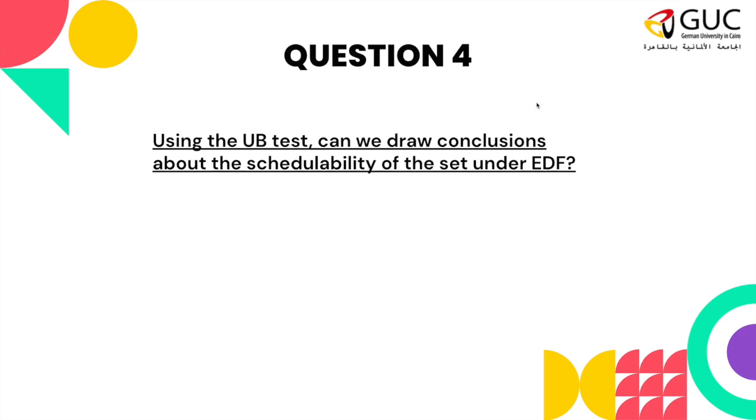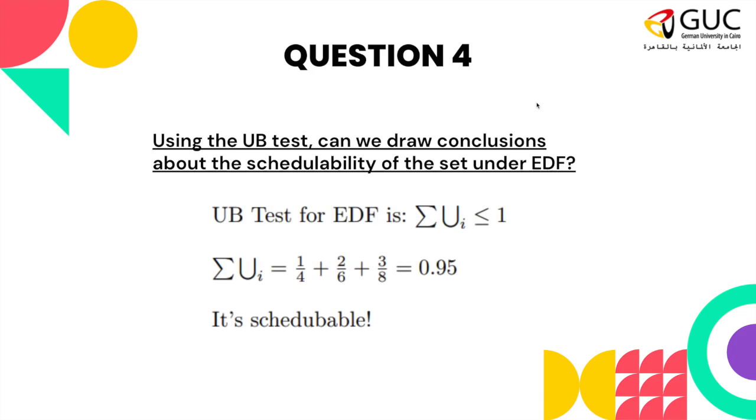So the first question: using the UB test, the utilization bound test, can we draw conclusions about the schedulability of the set under EDF? Since the deadline is equal to the period, we can use the UB test. However, the UB test for the EDF is different from the UB test for the RM, because the EDF can use 100% CPU utilization.